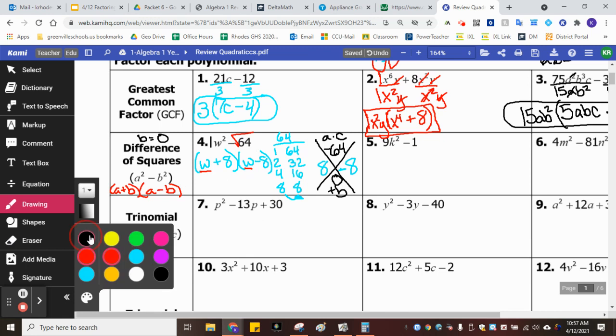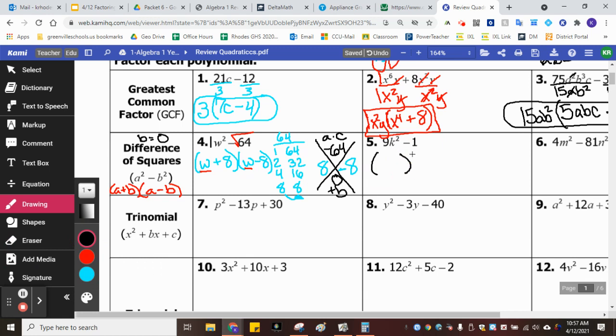For the next one, I can use that rule again. It's the quickest way to do these. Square root of 9k squared is 3k, so 3k and 3k. Square root of 1 is 1, so 1 and 1. One's positive, one's negative.